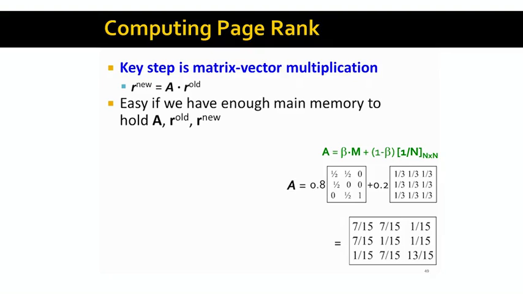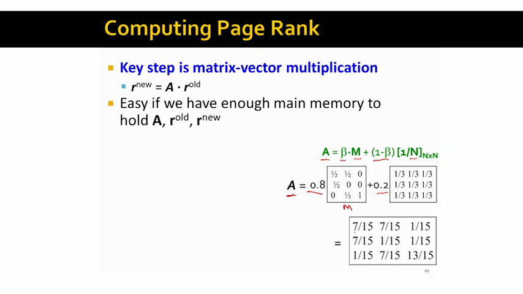Now, let's look at the structure of matrix A, and we will notice something striking. Here I have an example from our previous slide with the three-node graph, where our matrix A equals the matrix M times beta plus 1 minus beta times this matrix of 1 over n's, where n is the size of the graph, and the size of this matrix is n by n. Notice what happens down here. We take our matrix M, multiply it with 0.8. We take this n by n matrix, where every entry is 1 over n, multiply that with 0.2, and sum these two matrices together.